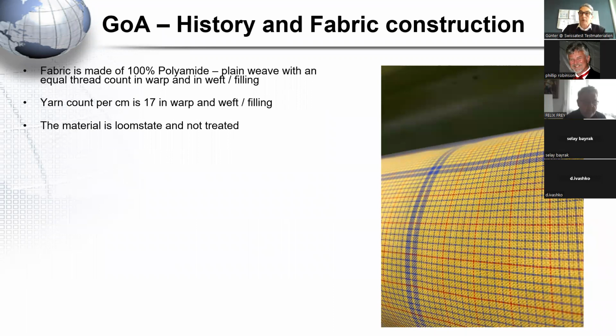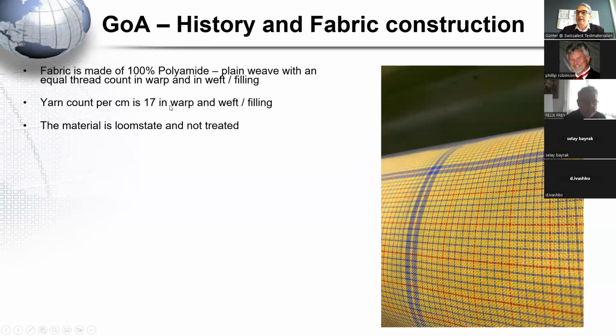Some information about the fabric itself. It is made of 100% polyamide, plain weave with an equal thread count in warp and in weft/filling. I will tell very often in this presentation about warp and weft, and please remember these two words. I will also try to explain a couple of times what is meant with warp and what is meant with weft. Warp is always in length direction of the weaving fabric, and weft is the width direction. This is important later on for the evaluation.